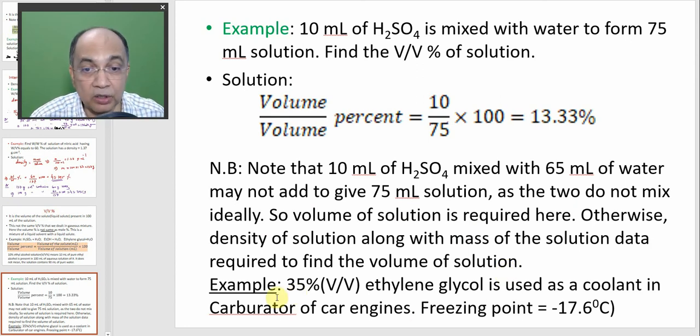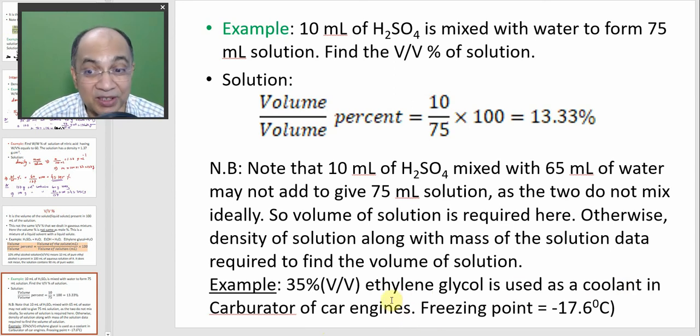Example. No, this is not an example. This is an application. 35% V by V ethylene glycol. Ethylene glycol is a dihydric alcohol. There are two OH groups, you will study in your organic program. So ethylene glycol mixed with water, 35 milliliter of ethylene glycol and remaining water to make the solution volume 100 ml. That is called 35% V by V, and it is used as a coolant in carburetors, in car engines.